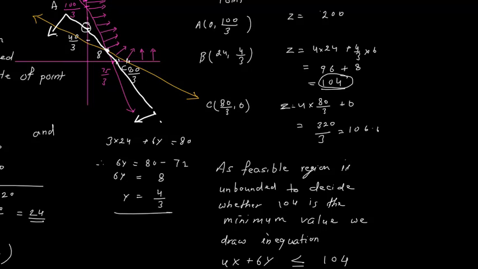We have to check if there is any common point between the feasible region and the inequation which you are plotting. If there is any common point available, then you will say that the value 104 which you got is not the minimum value. That means when there is some common point, we cannot find the minimum value. And if there is no common point, we will say that the 104 which we got as minimum will be the correct minimum value.